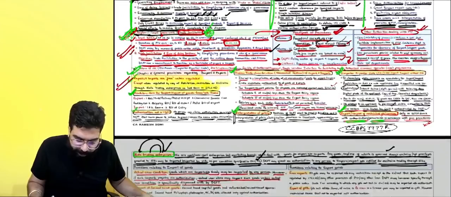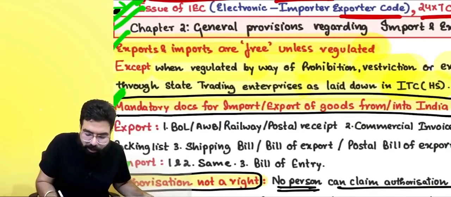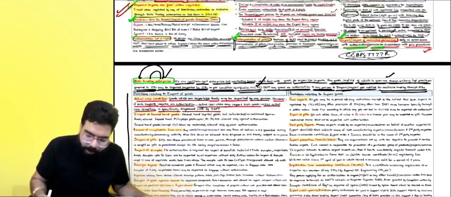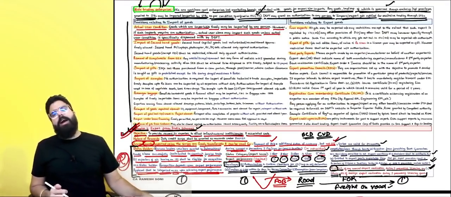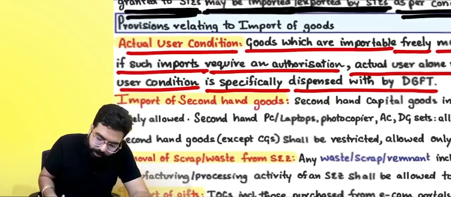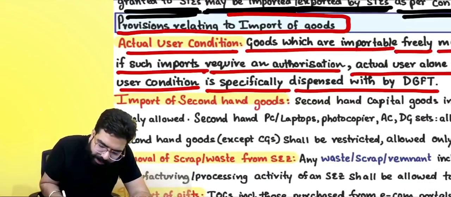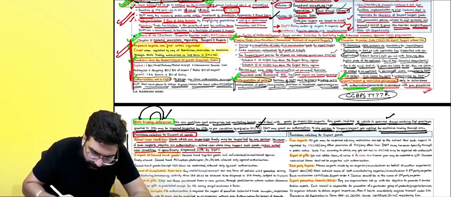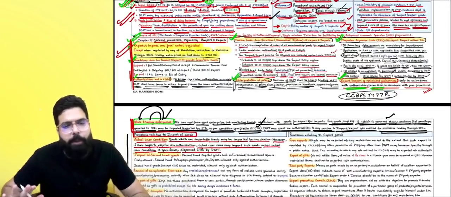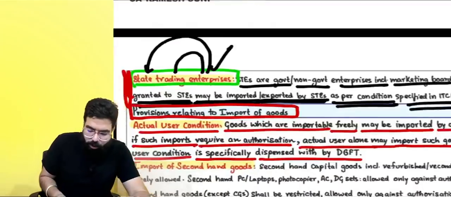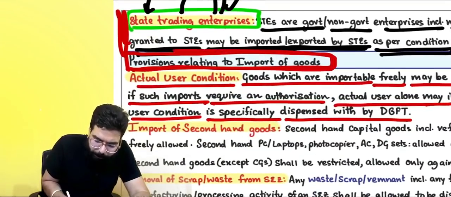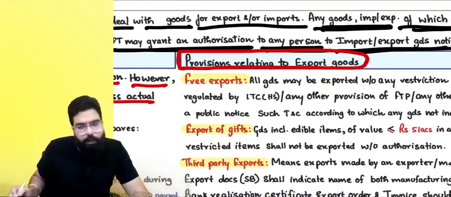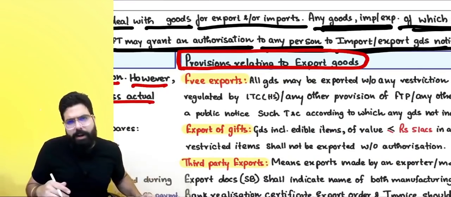Listen to me very carefully. The second chapter was talking about general provisions regarding import and export. People, come to your general provisions regarding import and export. What I taught you over here are the common provisions for import and export. Now I am going to tell you about provisions relating to import of goods and provisions relating to export of goods. Okay, everyone, not very important, so I'll be running a little quickly.